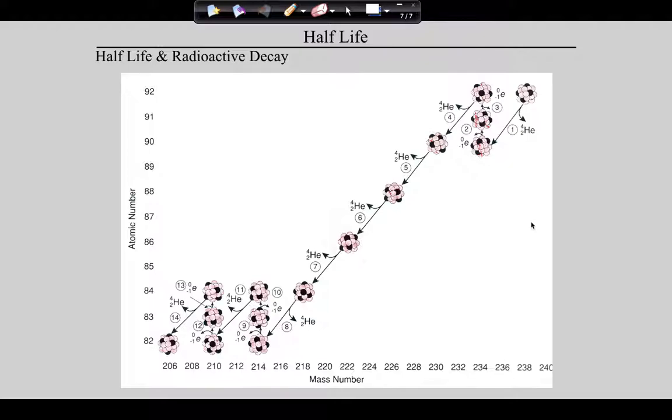Then it goes alpha, alpha, alpha, alpha, alpha. Each time its mass goes down by 4, its atomic number goes down by 2, and it ends up all the way down here at element 82, which is what? Lead, with a mass of 214. Then it goes beta, beta, and it turns into 84, which is what? I don't know. Polonium? Polonium. Then it goes alpha again, down to lead, beta, beta, back up to polonium, then woohoo, down one more alpha to lead with a mass of 206, and that's the end of the story.